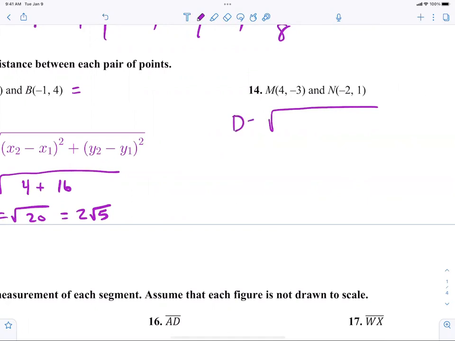Subtract the x's. What do I get? 6 squared, which is 36. Plus, subtract, -1, squared, 16. So now listen, here's something else I'm going to try to teach you.